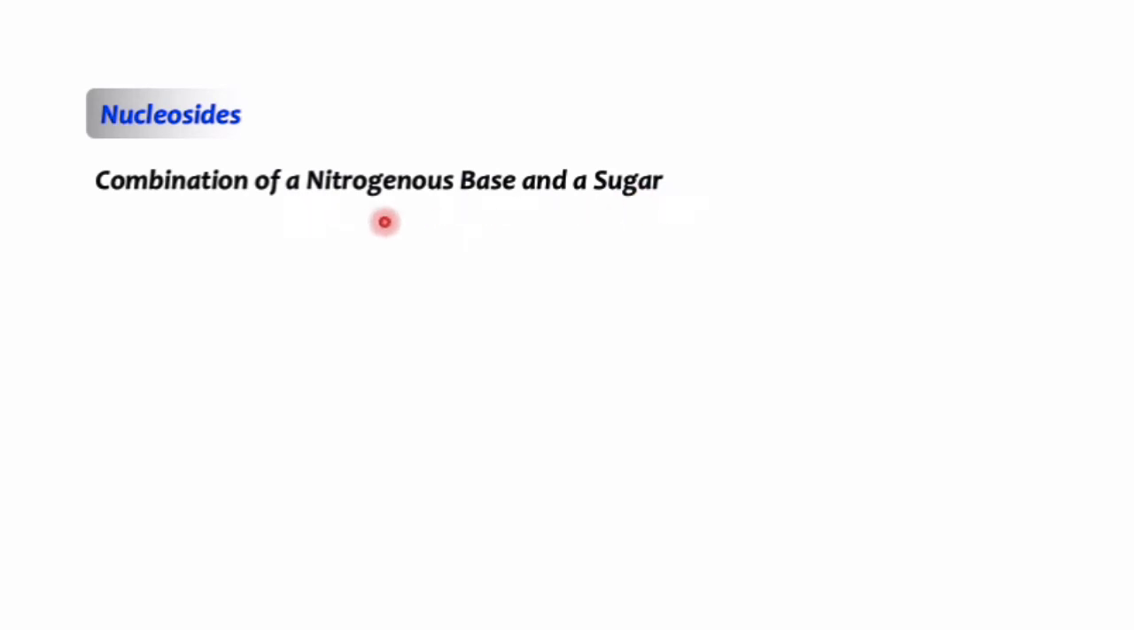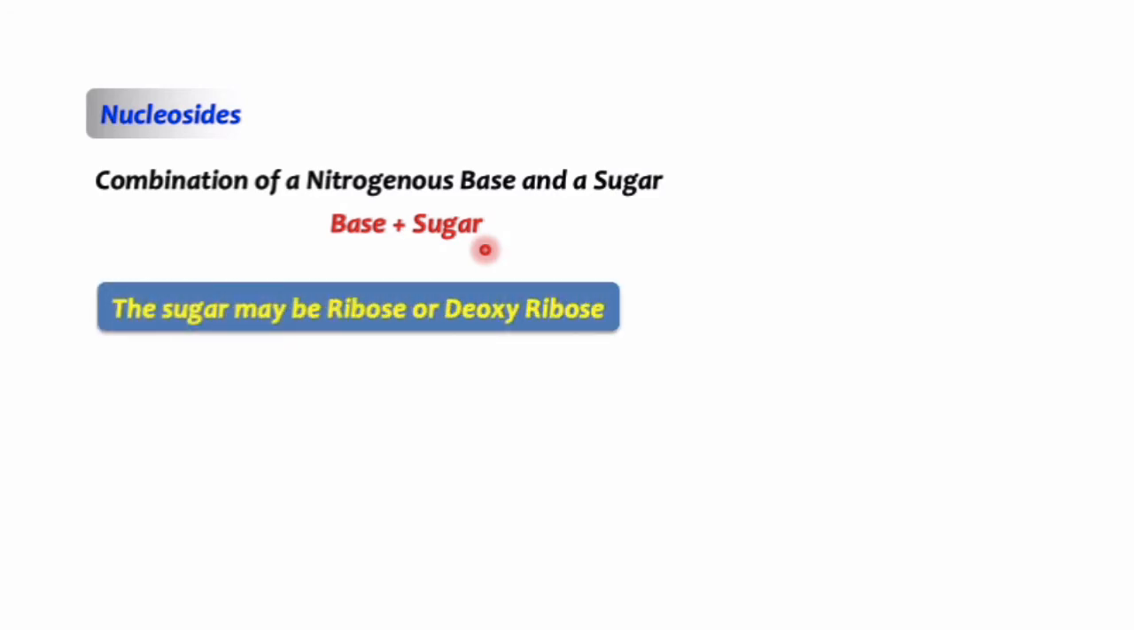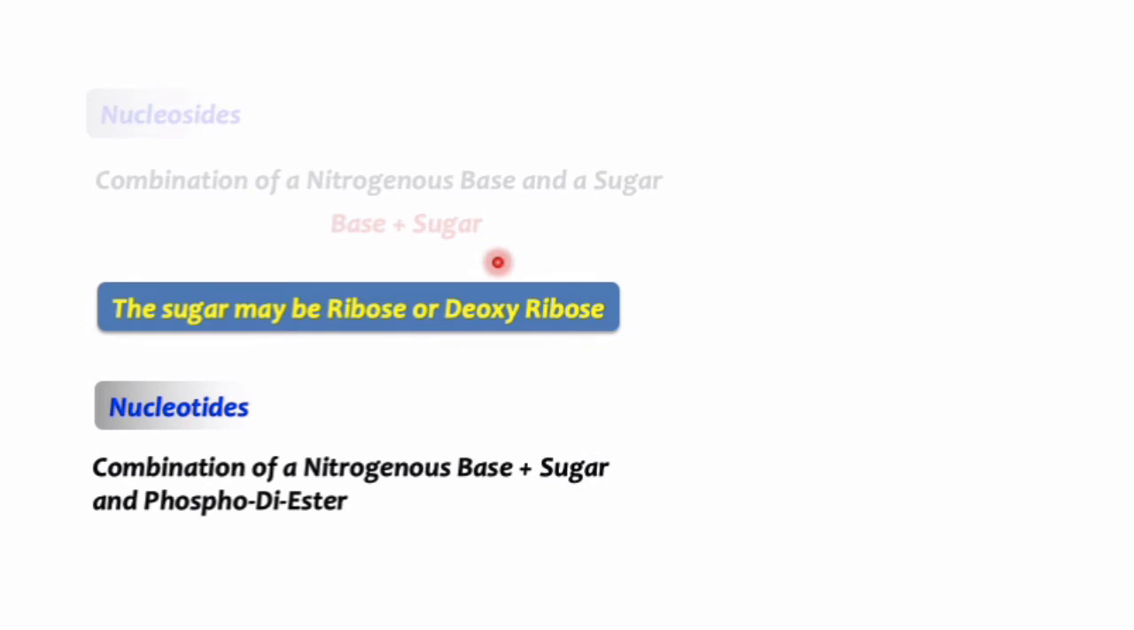Now, let us see what is a nucleoside. The combination of a nitrogenous base and a sugar would make us a nucleoside, which means whatever base we have just discussed, plus sugar, if you combine both of them, we will get a nucleoside. And the sugar may be either in the ribose form or in the deoxyribose form. Now, an important point: the combination of nitrogenous base plus sugar, which we just called a nucleoside, if we also connect that with a phosphodiester, that would become a nucleotide.